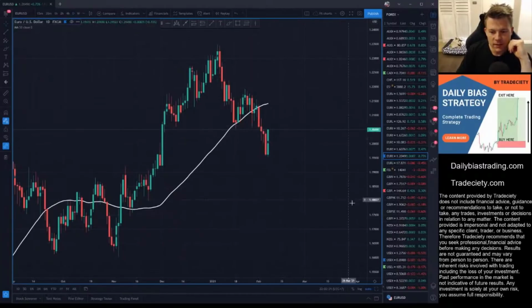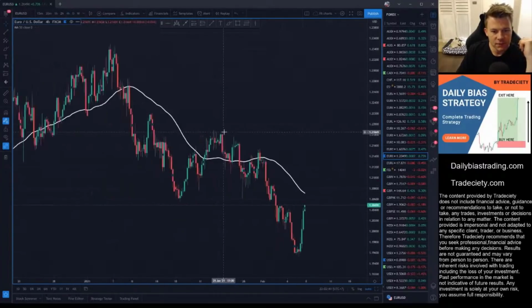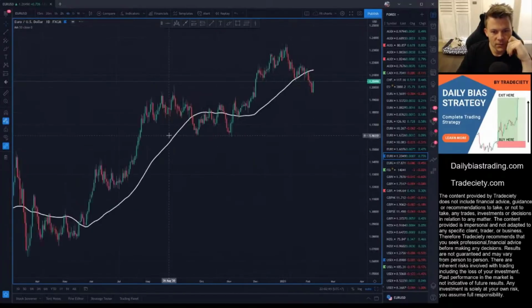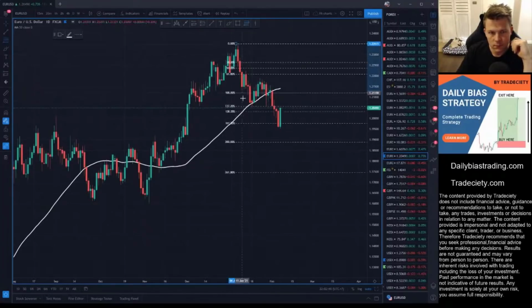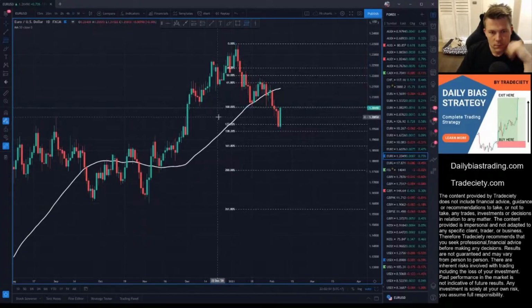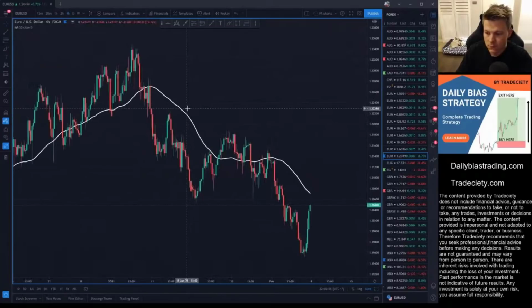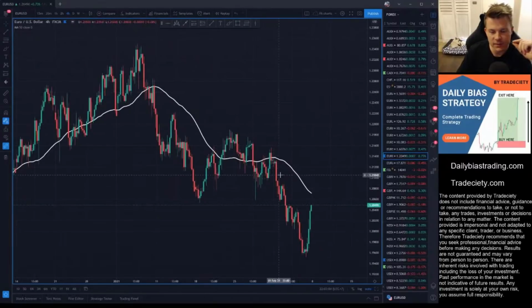So yeah, that's what we're seeing. The Euro US dollar has done a 50% fib. I'm not sure. I don't see it. I don't see a fib that makes sense to plot right now. Yeah, I don't see a fib that is interesting here currently.